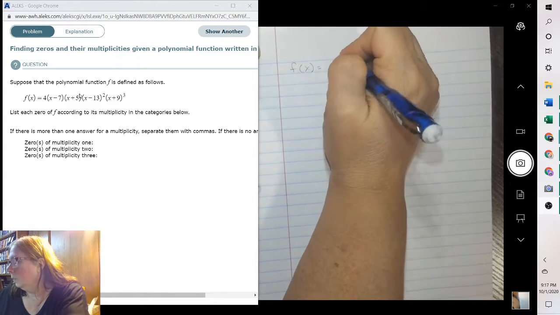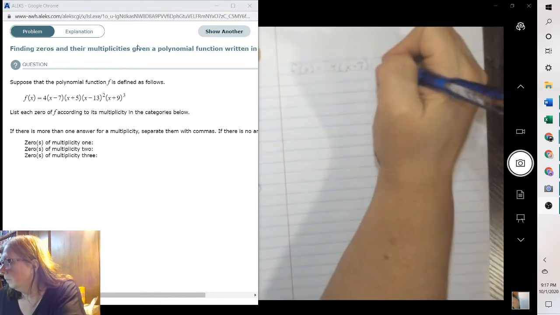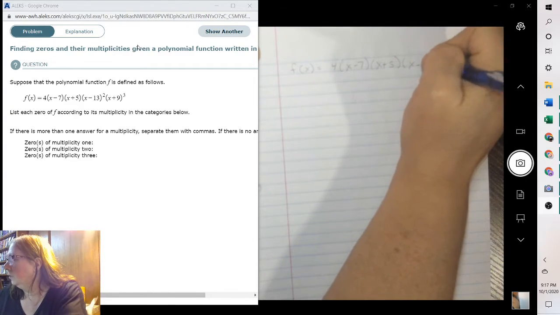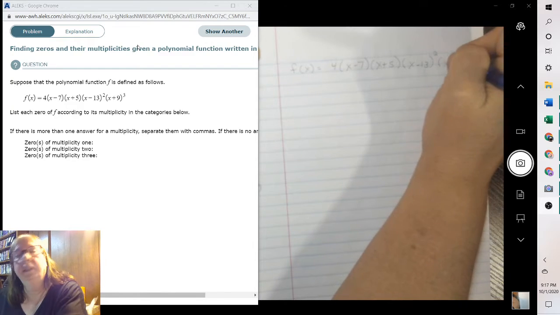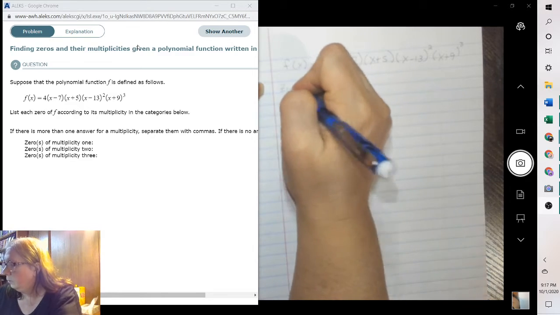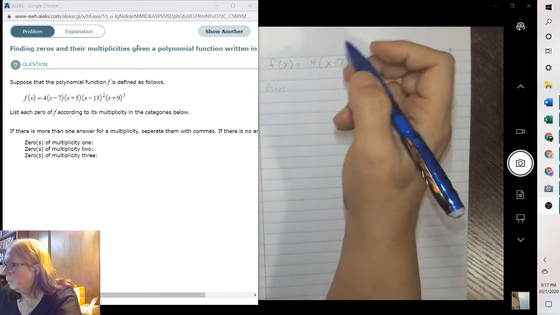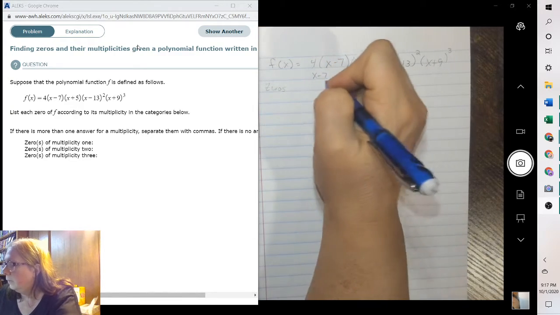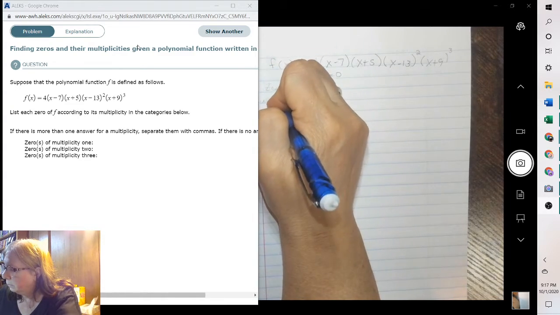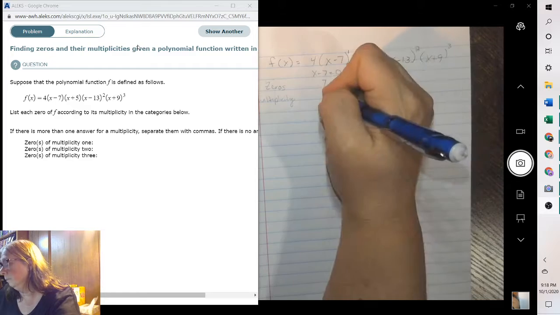You have 4 times x minus 7, x plus 5, x minus 13 squared, and x plus 9 cubed. So when you're finding the zeros, you're setting the function equal to 0. It's your x-intercepts. This is just a constant, so we don't have to worry about this one. So then we have x minus 7 equals 0. That gives us 7. And the multiplicity is the exponent, which is a 1.